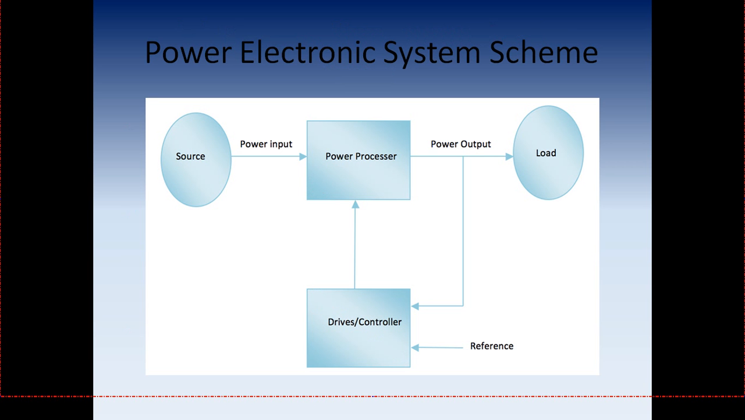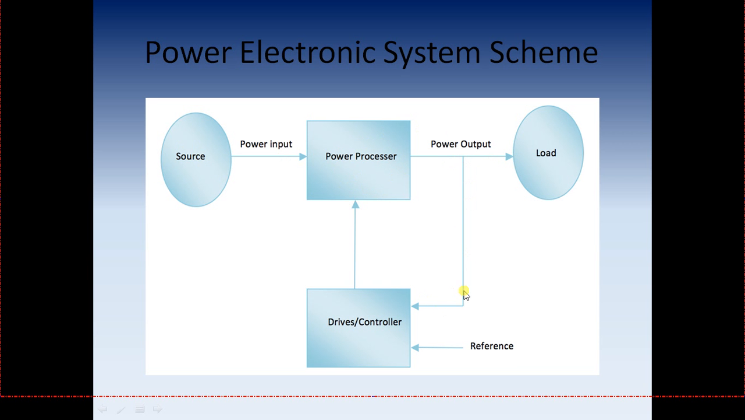So this is a simple schematic of a power electronic system. There is the source which feeds the power system. Then there is the power processor. This power processor is the power electronic system which converts the input power into the desired output power, and it is supplied to the load.